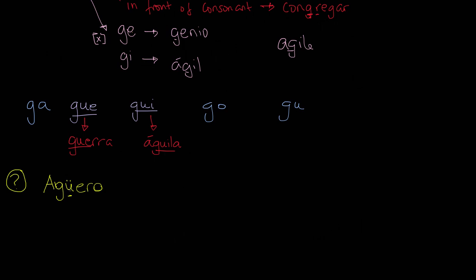So in Spanish, if you want to hear this U after G and before E or I, you need these little dots. So this reads agüero. Another example could be the word cigüeña, where these two little dots make it be cigüeña and not cigueña, as it would be without the dots. This is the word for stork.